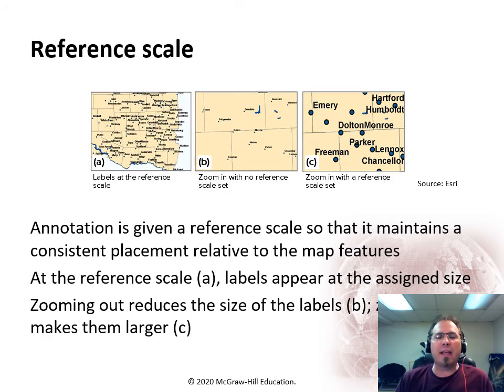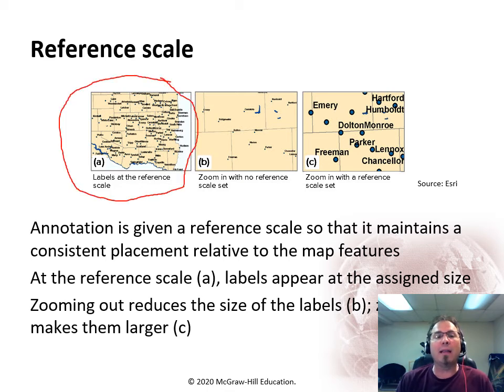Now, the reference scale is something we haven't really talked about. So when you add labels to your map, let's say they're 12-point labels at 1 to 24,000. If I zoom in or out, the labels will get bigger, or stay the same even if I zoom out. Okay, so you can see that here in A, this is what they look like when I first add them to my map.